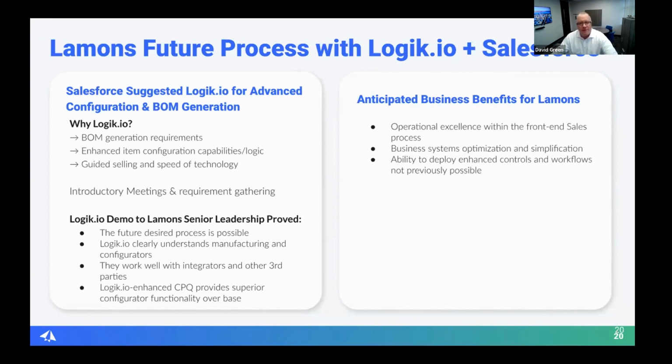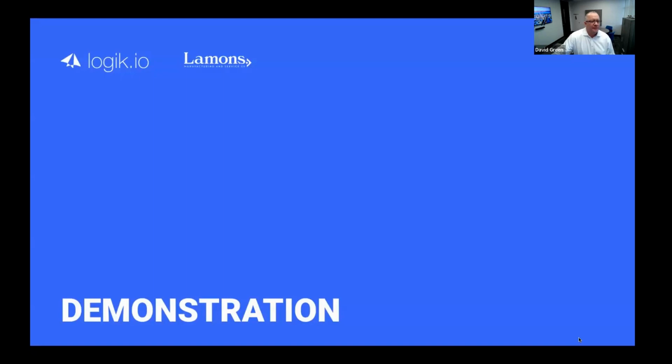So that brings us to the anticipated business benefits. Of course, I already talked about the operational excellence with the front end sales process, business system optimization, simplification, and lastly, the ability to deploy enhanced controls and workflows that up until this point just weren't possible for us. Next slide. And that's it for me.